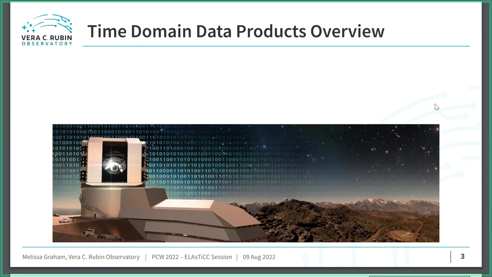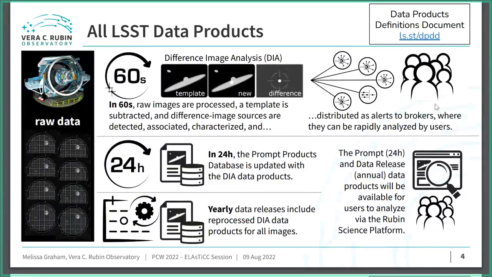But let's take it back a step and talk about all of the LSST data products in general to have some context for the alerts. As you may have learned yesterday, if you were in the intro to Rubin session, or as many of you already know, as the raw data comes off the telescope, one image every 30 seconds, it gets processed by our prompt processing pipeline, also known as alert production or the AP pipeline.